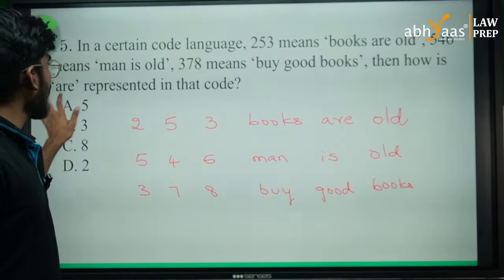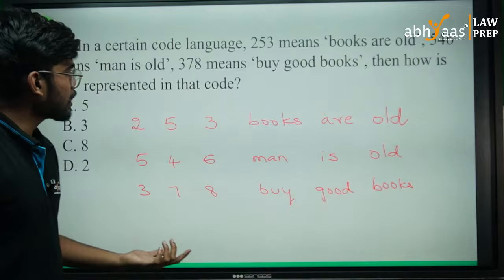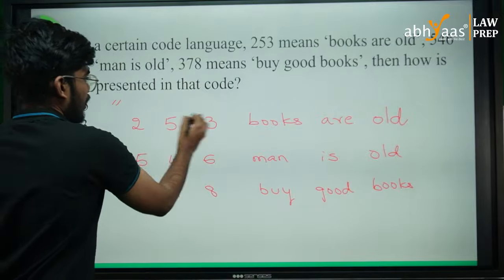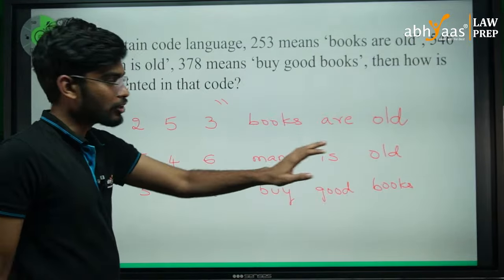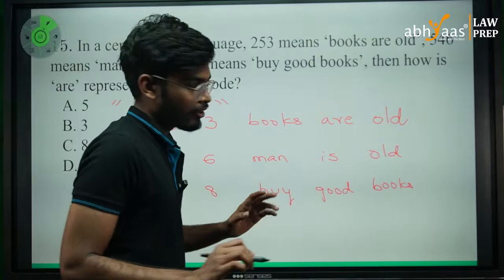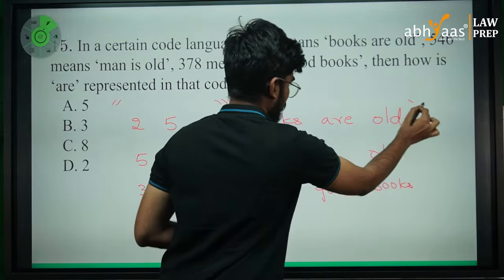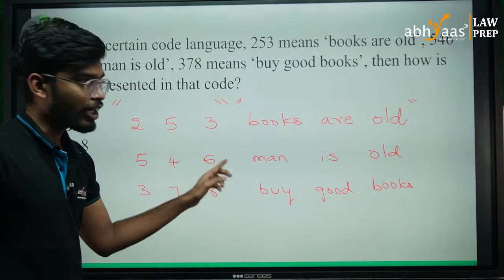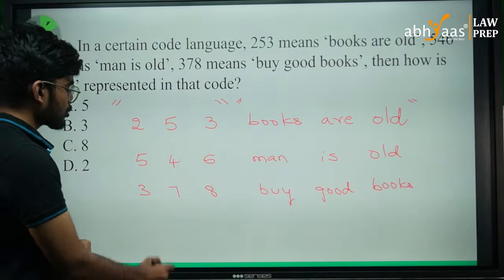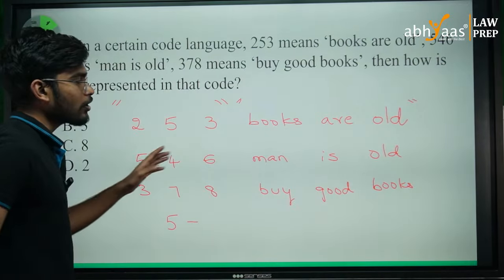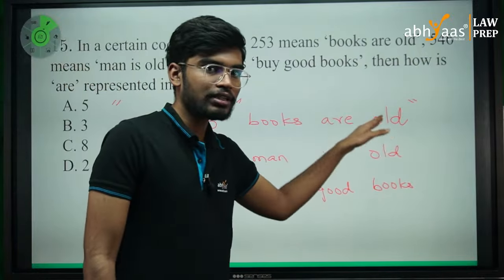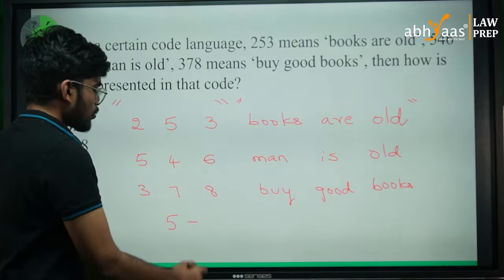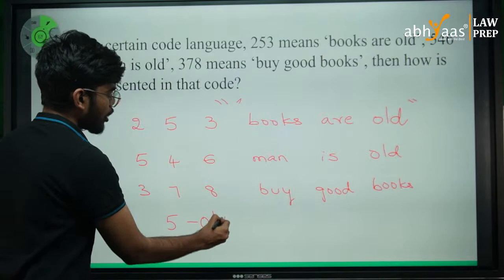Then how is R represented in that code? The ones who had it prepared might think that 253 means books are old, so R means 5. No, it doesn't work like that. You have to deduce. What is common in the first two? 253 and 546. 5 is common, right? And what is a common word in the first two sentences? Books are old, man is old. So old. So the code for 5 is old, or 5 means old.